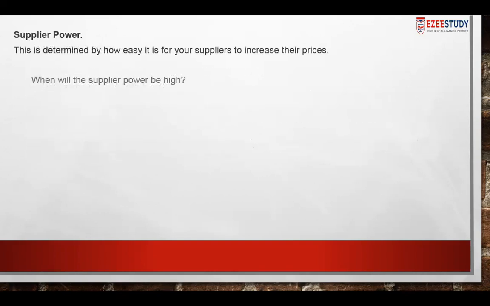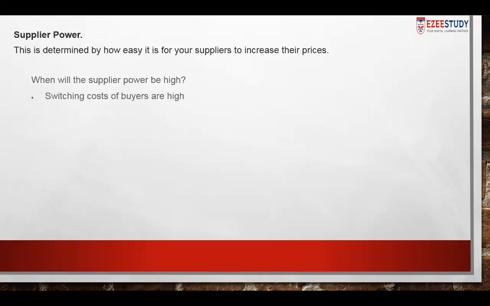Now, let's discuss supplier power. We have discussed why it is important to know whether the power of the supplier is on a higher side or a lower side. It's very important to know, and I just discussed the importance of it. Now let's discuss when a supplier may have high bargaining power. So let's now discuss the factors that will give more power to a supplier.